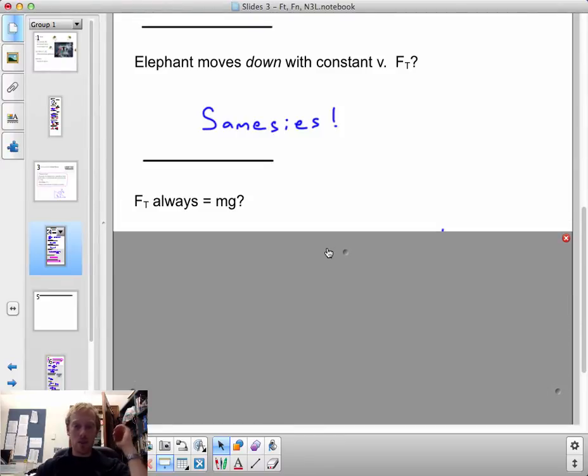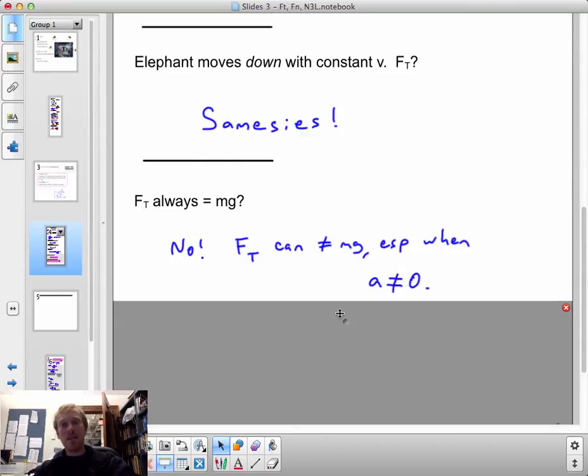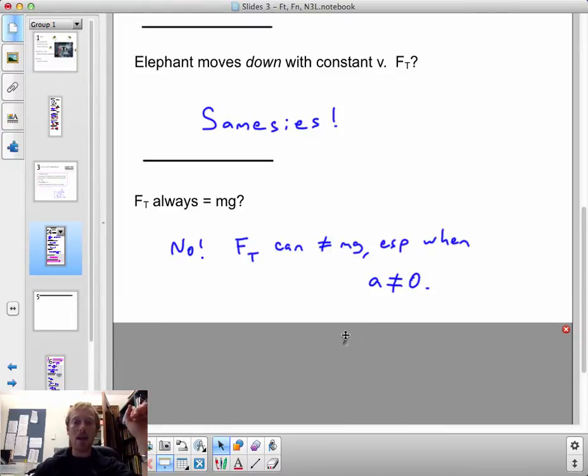So is the tension force always equal to the gravitational force? No. If I accelerate the elephant up or down by lifting on the end of the string, and the other end of the string is tied to the elephant, then if there's an acceleration, there's a net force, and in that situation the tension probably is not balancing the gravitational force.